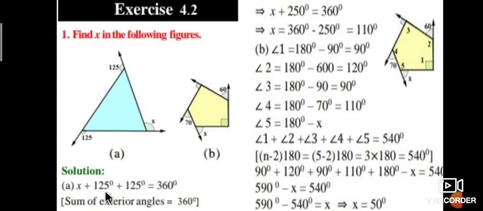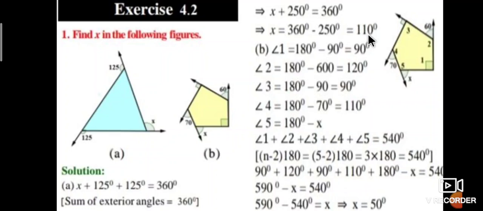x plus 125 plus 125 is equal to 360 degrees, because the sum of the exterior angles of a triangle is 360 degrees. According to this, x plus 250 degrees is equal to 360 degrees. x is equal to 360 minus 250, which is equal to 110 degrees.